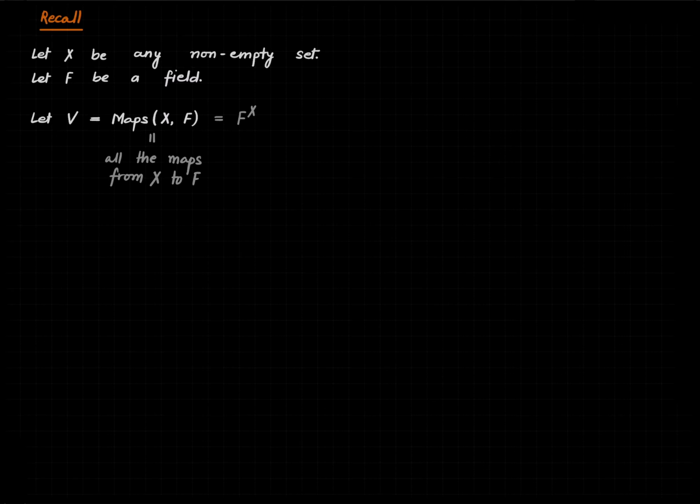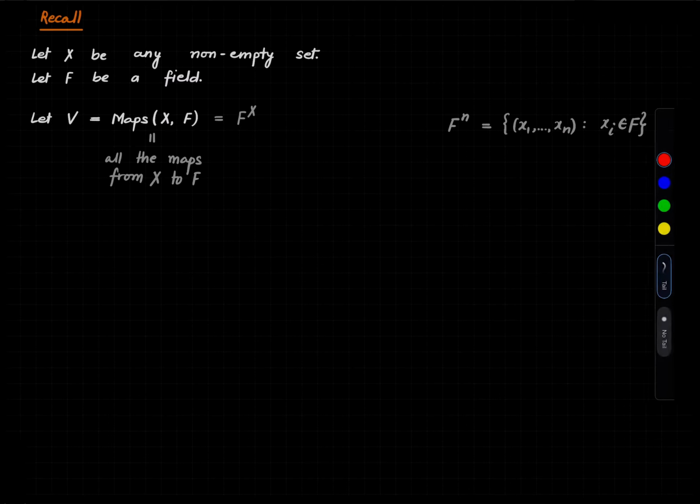Okay. And this is just an alternate notation. This thing over here is just an alternate notation for this guy. So when we write F to the power n, this is something we must be very familiar with. We write this as all the n-tuples, where each x_i is from F, right? And we know how to add things here and how to scale things here.